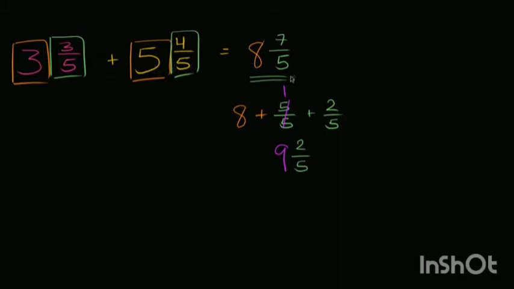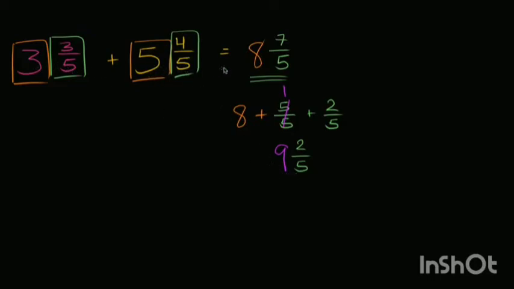But when I realized that this fraction part is greater than 1, I separated it into 1 and then a fraction that is less than 1. And that whole I was able to add to the 8 to get to 9. And then I would have 2/5 left over. 8 and 7/5, because 5/5 is a whole, is the same thing as 9 and 2/5. So if I wanted to write this in a clearer way, I would say 3 and 3/5 plus 5 and 4/5 is 9 and 2/5.